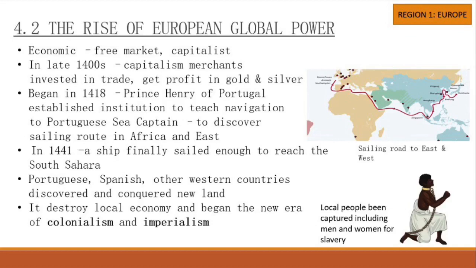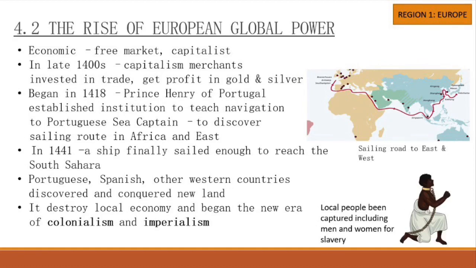And in 1441, finally a ship sailed far enough to reach the south of the Sahara. The Portuguese explorers were not only taking over and controlling the spices, they started to treat the local people in Africa as slaves, including both men and women. And when this happened, it opened up to other sailors, including Portuguese sailors and even Spanish sailors, to discover and conquer new lands in the West and Africa area. This destroyed many local economies and cultures in that area.